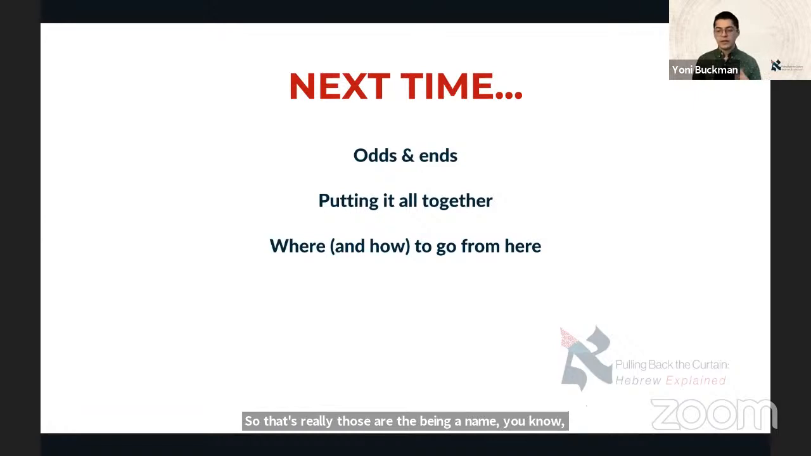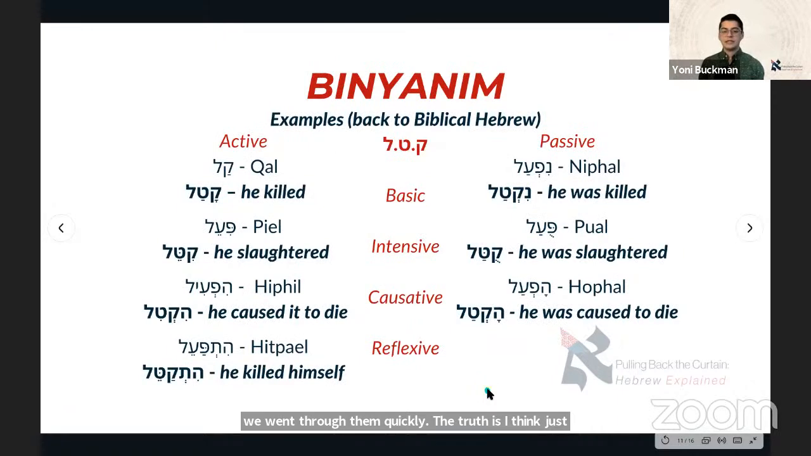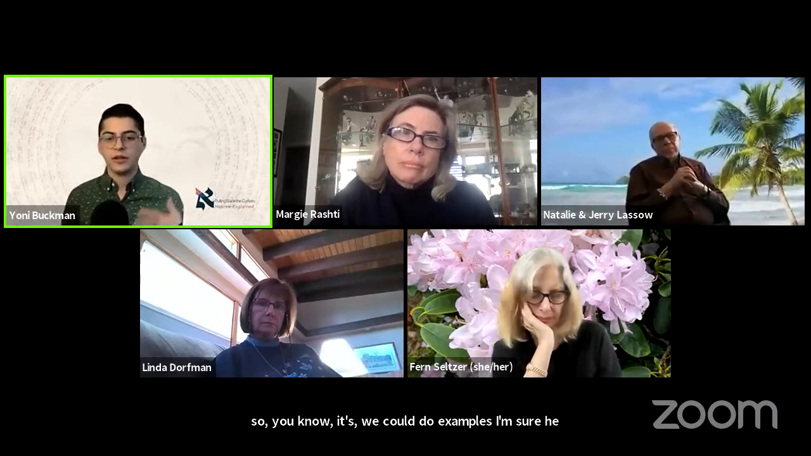We went through them quickly. The truth is, I think just understanding that menorah image is the biggest thing, just knowing that these have pairings with the passive and the active, that you have the simple, the intensive, and the causative, and then you have this hitpa'el, which is kind of in a category on its own. Just knowing that as a concept is probably worth everything that you would learn from the binyanim. And so, we could do examples. I'm sure Hebrew textbooks probably have multiple chapters with all of these and their exceptions. But for us, I think that's the important thing.